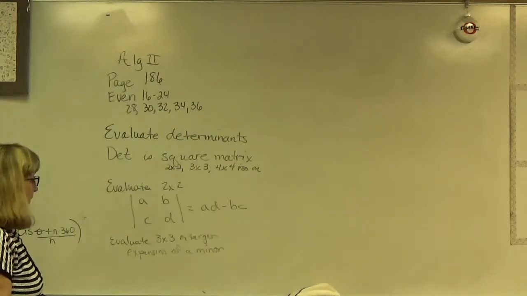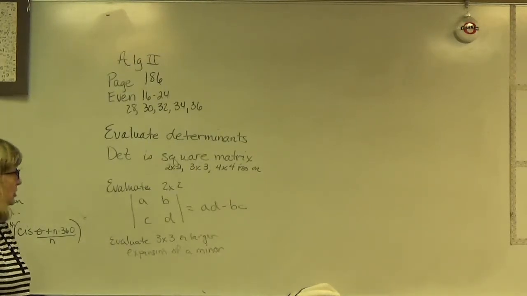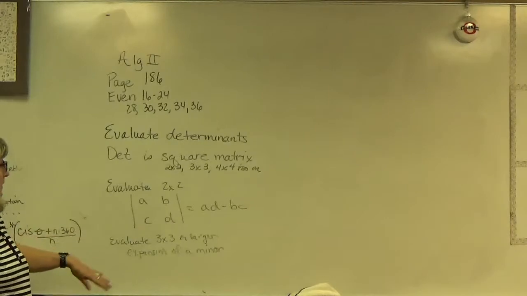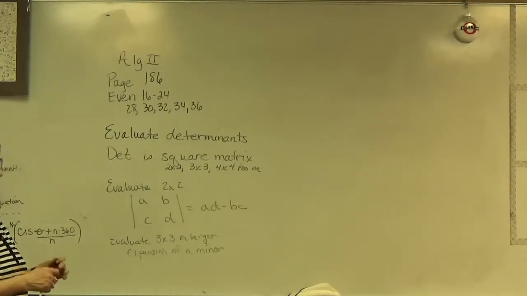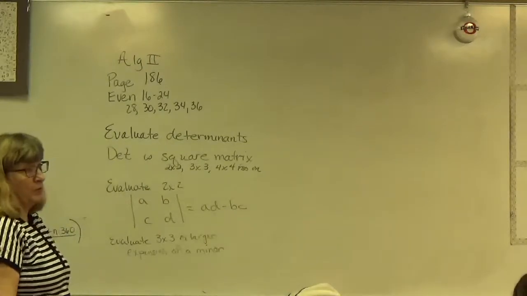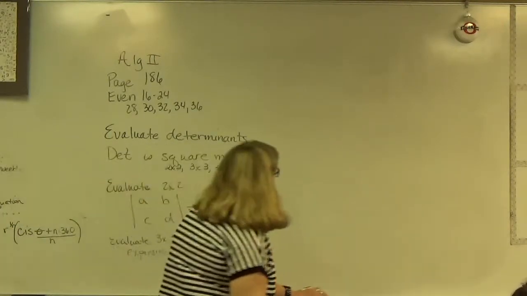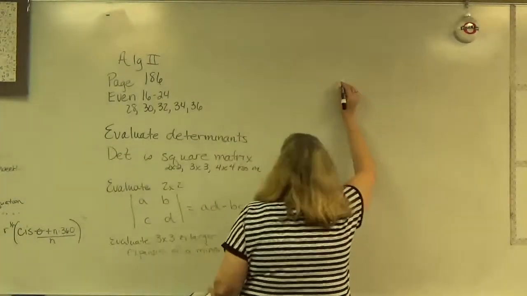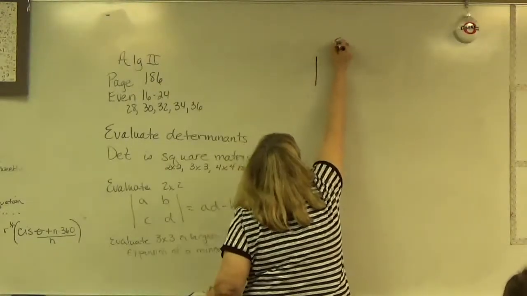Okay, so what we're going to practice first is just doing the 2 by 2s, and then we'll do the expansion of a minor. And then I'll have another way you can do just a 3 by 3, but it doesn't work for 4 by 4s or 5 by 5s, or 6 by 6. Okay, so first the 2 by 2s.